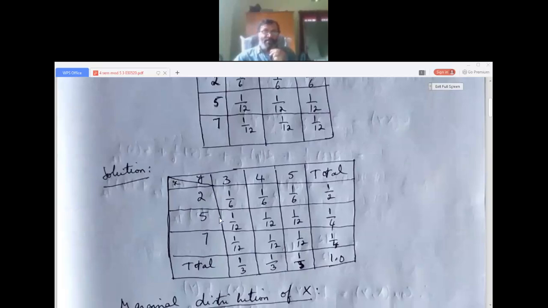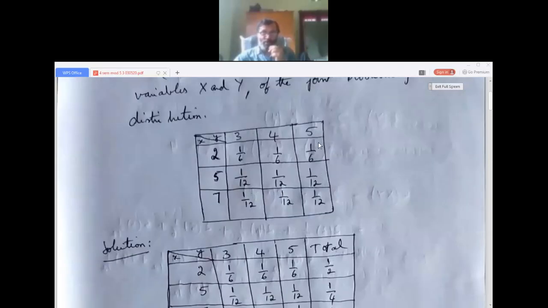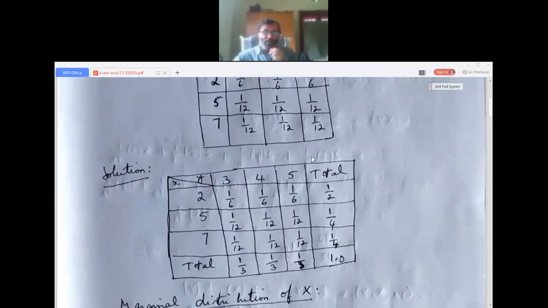Then our aim is to form one column extra, that is total, and one row extra, that is total. Sometimes they'll give it in the problem. For example, in the problem which I solved in the last session, the total was given. But now here the total part is not given, so we have to find the total.